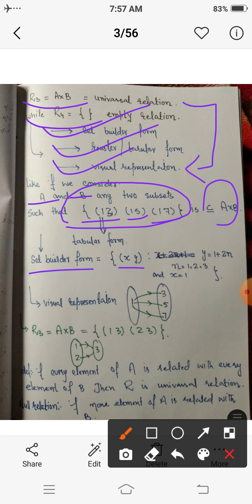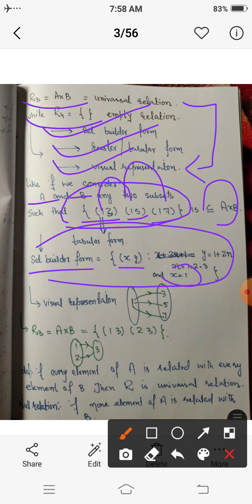Those ordered pairs (x, y), where x is 1 because everywhere the first entry is 1, so x is 1 and y is 1 plus 2n, where n is 1, 2, 3, or y is x plus 2n where n is 1, 2, 3. Because when n is 1, y is 3, when n is 2, y is 5, when n is 3, y is 7. So this is the tabular and the set builder form of this relation.